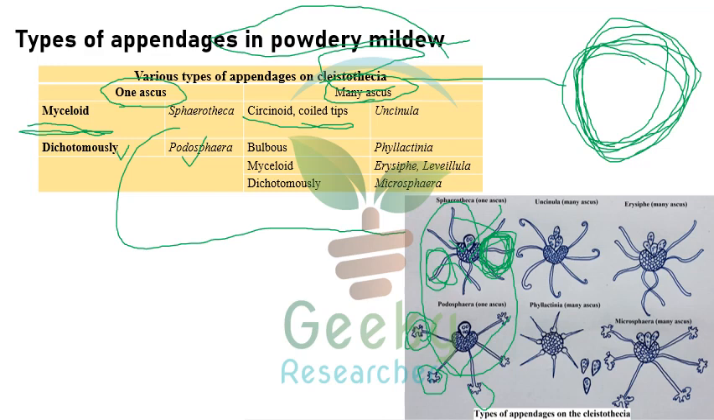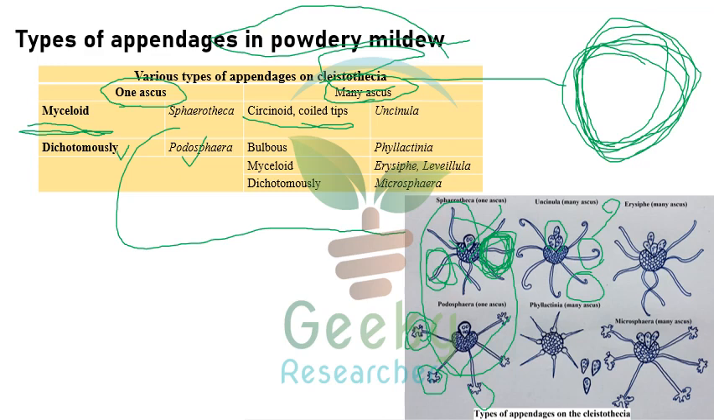The next one is circinoid or coiled tips, which can be observed in many-ascus types. You can see many asci here, and all the tips are coiled. Circinoid or coiled tips can be seen in Uncinula. I have seen this question 2 times in NET. Circinoid or coiled appendages are the characteristic feature of Uncinula; they will ask something like Uncinula, Phyllactinia, Erysiphe. So here Uncinula produces circinoid or coiled appendages.